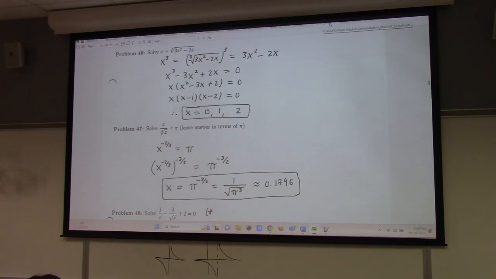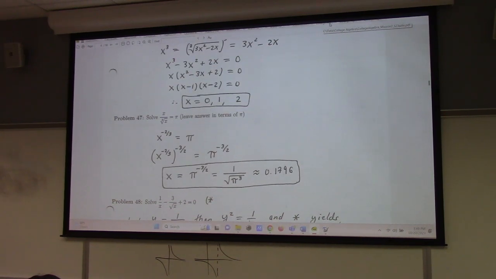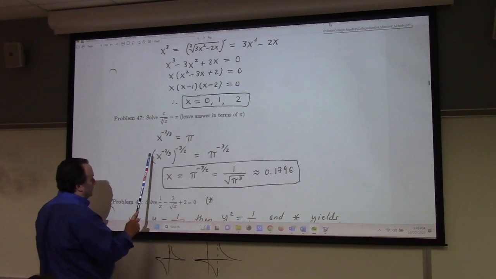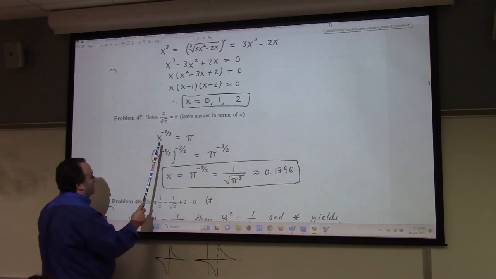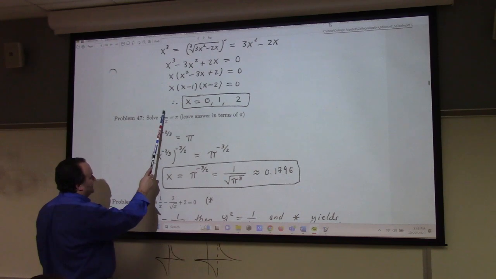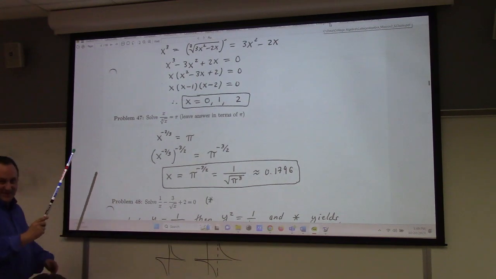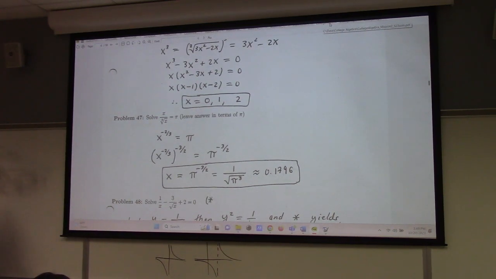Oh, a couple warnings before I forget. There's 2 mistakes in the solution. Mistake number 1. This is incorrect. That should be what? This is x over the cube root of x, which is actually x to the positive 2/3, right? It should be x to the positive 2/3.